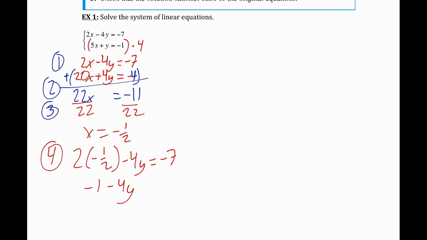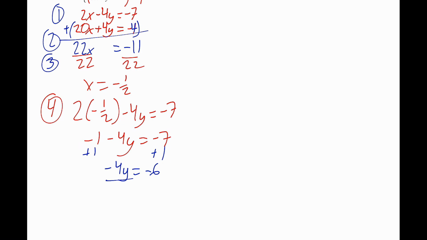To solve for y, we're going to add 1 to both sides, and we got negative 4y equals negative 6. Now to finish solving for y, we're going to divide both sides by negative 4. We end up with y equals negative 6 divided by negative 4, which gives us positive 3 over 2, or 1 and 1/2. I'm probably going to stick with the 3 over 2. Improper fractions I'm perfectly okay with.